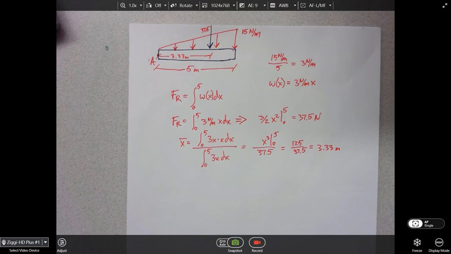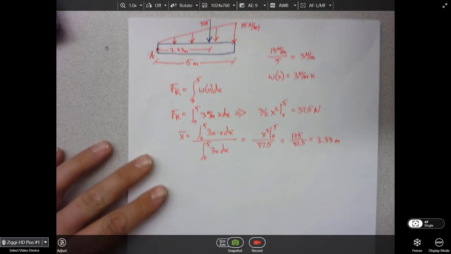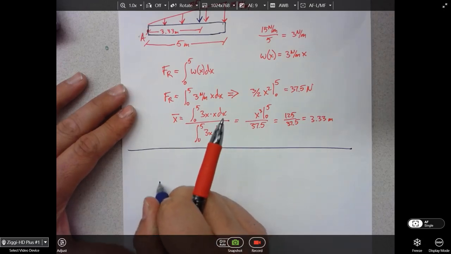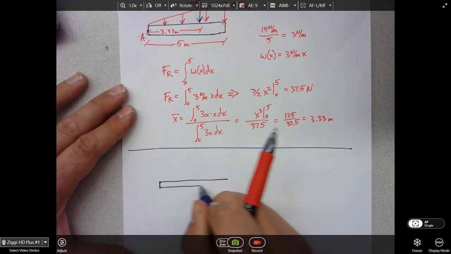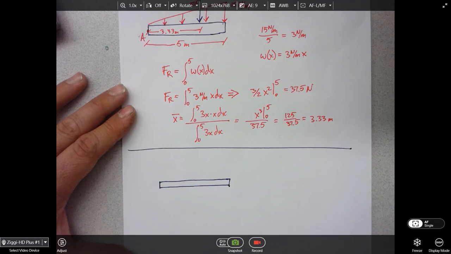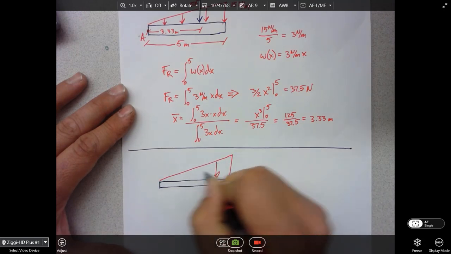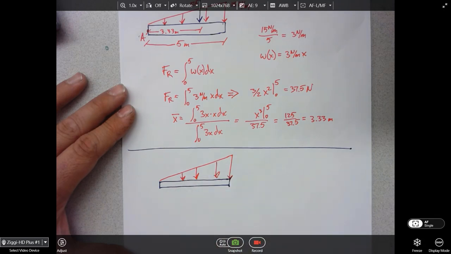Can you explain one more time the fraction you used to calculate x bar? Like, why do you do the two integrals? Sure. I'm going to just draw again. So the question is, why the two integrals to find x bar? And this is probably a better example. We'll just keep our little distributed load here.